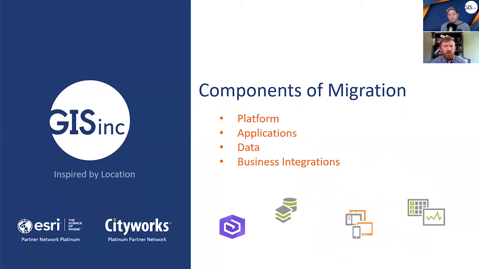Okay, so the next thing to think about is the components of the migration as a whole. The first thing is the platform itself. We need to get ArcGIS Enterprise out in the cloud environment, up and running, and that's one phase or one component of the migration. The next would be the applications. This could be web applications that are used along with the enterprise, or other third-party applications that need to integrate with the enterprise. So we need to make sure those are taken into account when we're migrating.